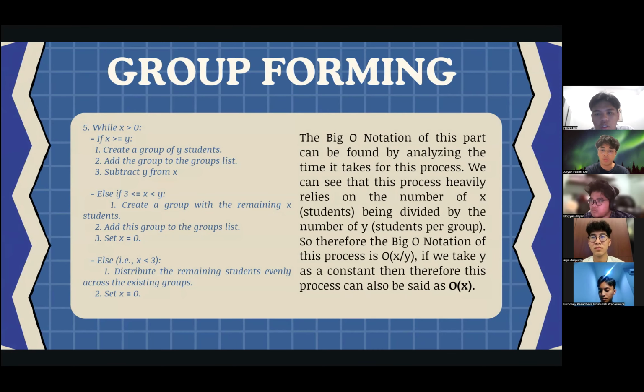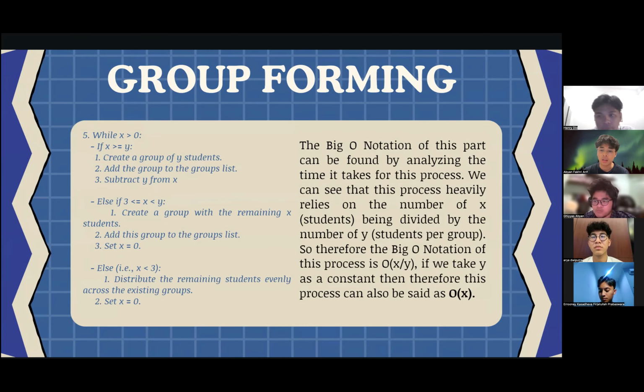Next, we have group forming. Now, the big O notation of this part, we can analyze it by taking the time it takes for this process. We can see that this process heavily relies on the number of x, which is students, being divided by the number of y, which is students per group. So the big O notation for this process is actually O(x/y). But if we take y as a constant, as we've said before at the beginning, we can say that the big O notation of this part of the process is O(x). So it really just depends on the amount of students.